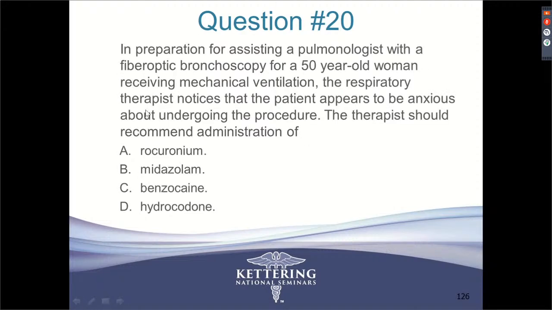Okay. Number 20, in preparation for the pulmonologist with the fiber optic bronchoscope for a 50-year-old woman receiving mechanical ventilation, the respiratory therapist notices the patient appears to be anxious about undergoing the procedure. Okay, so we need to relax this person. So the therapist should recommend administration of, well, which one of these is about sedation and relaxation? That's my lambs and Pams. All right, so where's my lamb and Pam? There he is right there. So that's the one I would pick.